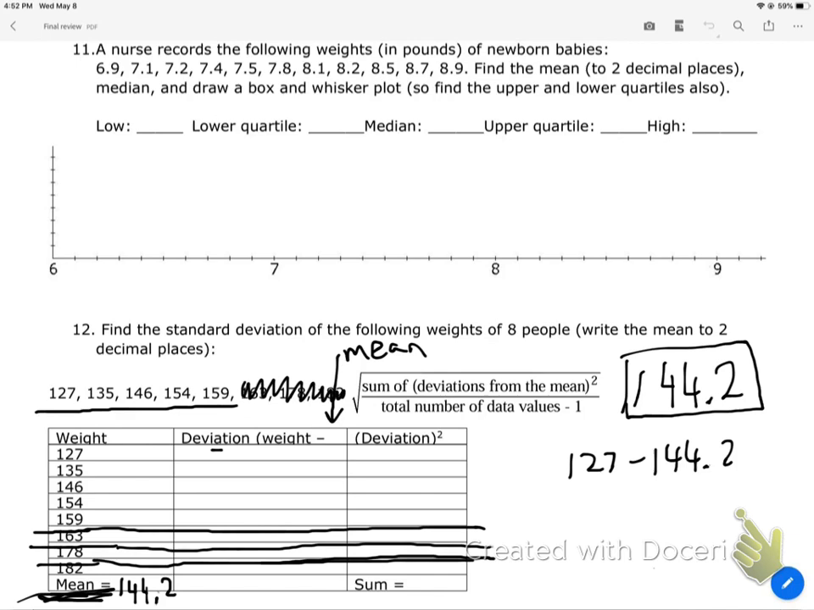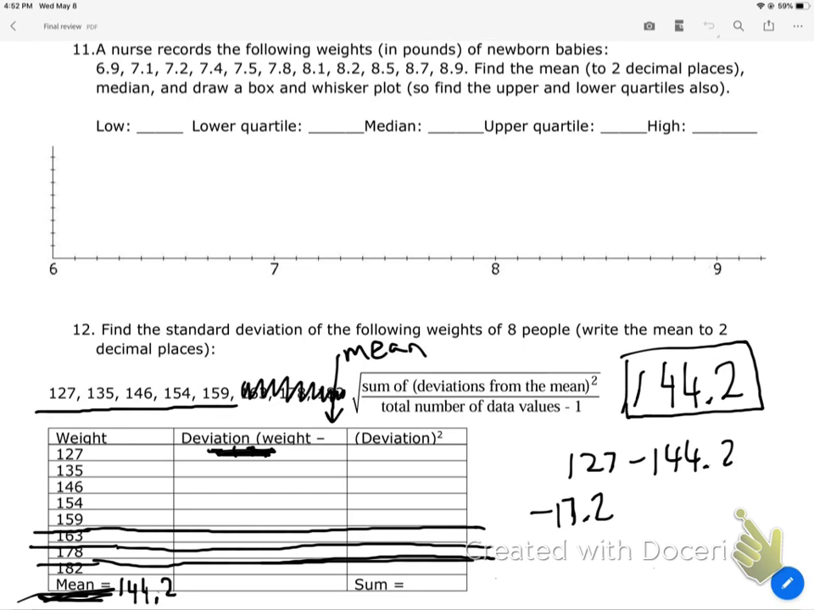So negative 17.2. Oh, it's hard to write on this thing. I don't know why it's not writing. Sorry about this, folks. Okay, I'm going to write it away. Negative 17.2. Okay, that's the deviation.